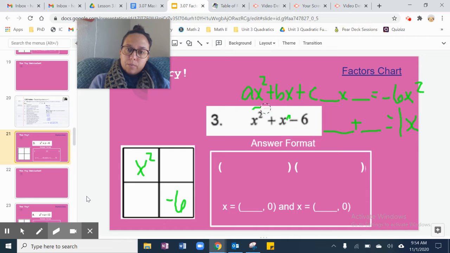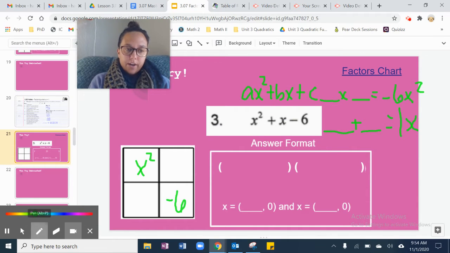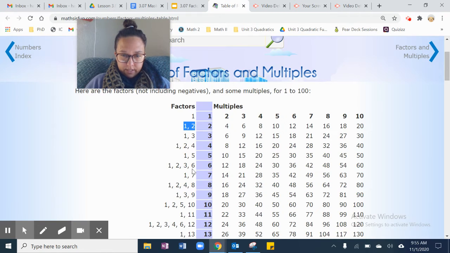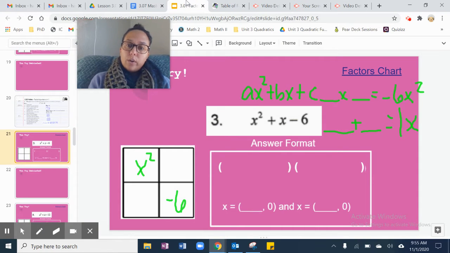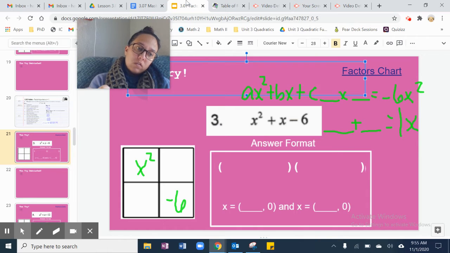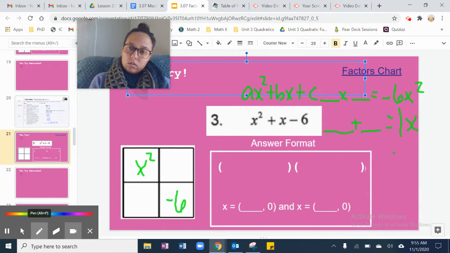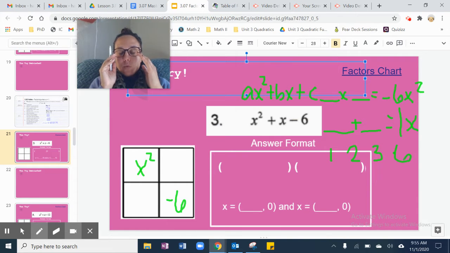So what are the multiples, or the factors, I'm sorry, of 6 or -6, right? Well, if we use our factor sheet, we see that 6 has 4 multiples: 1, 2, 3, and 6. So which of those will multiply to 6 but add to 1? And it could add to 1 or subtract to 1, right?